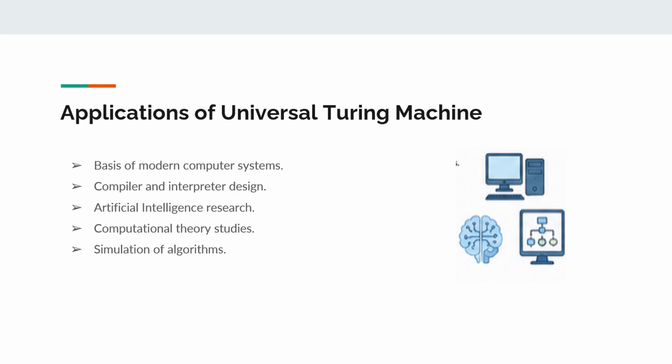The Universal Turing Machine has many applications in computer science. It forms the basis of modern computer architecture, compiler and interpreter design, and algorithm simulation. It is also widely used in artificial intelligence research and computational theory.